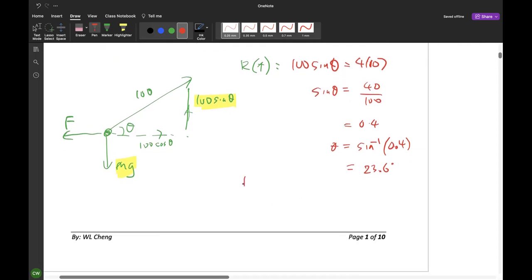Resolving horizontally, F is balanced by 100 cos theta. Cos theta is cos 23.6. 100 times cos 23.6 will be 91.7, 91.6.